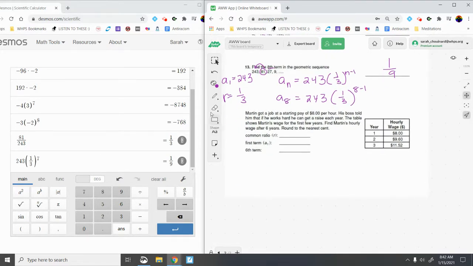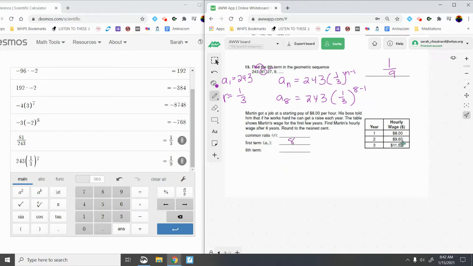All right, and then we've got a word problem. So Martin has a job and he starts with $8 per hour. And then each year he's going to get a raise. The table's showing his raise for the first few years. Let's find his hourly wage after 6 years. So the first term, a sub 1, is $8. That's what he started with.